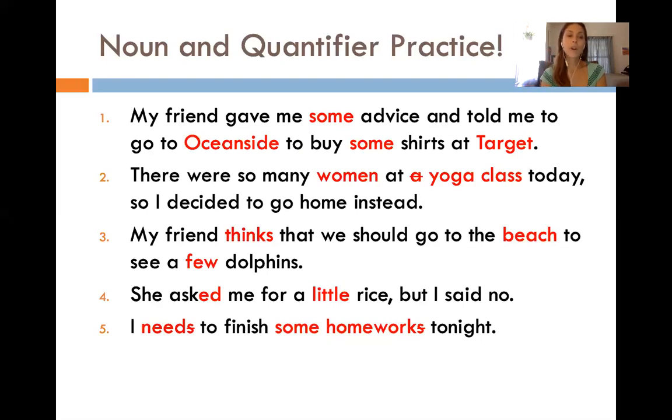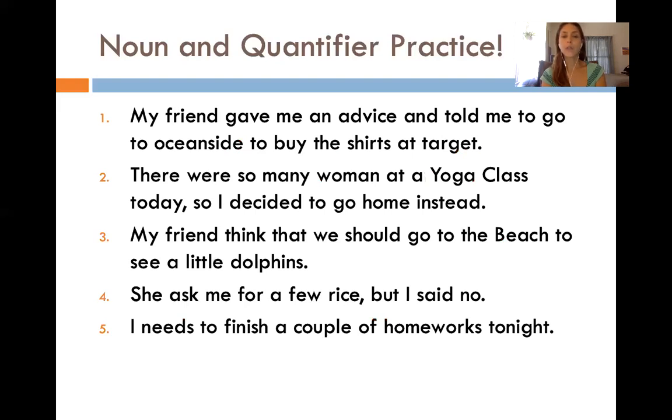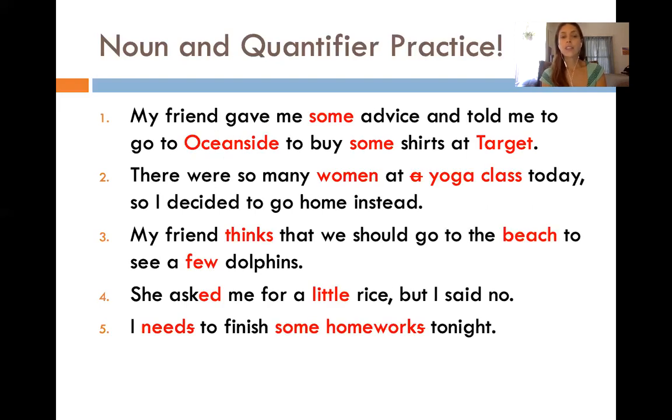So for number 4, she asked me for a few rice, but I said no. You could say she asked me. You can't say ask because she is singular. So she asked me for a little rice, but I said no. Now it's the opposite for number 3. A few means we're going to count. A little means it's an amount, okay? So an amount means general. So rice, you would not give me 2 grains of rice. You'd have to give me a little rice, which is just a little bit, like a little helping.